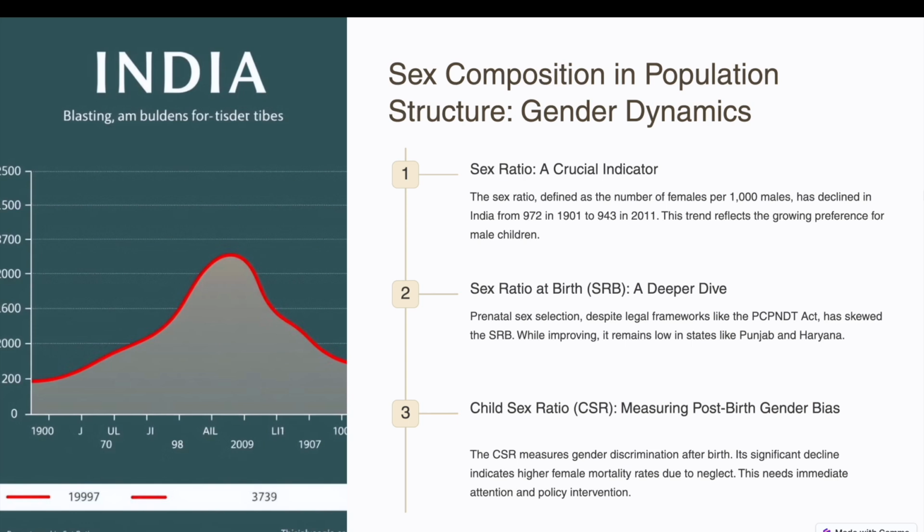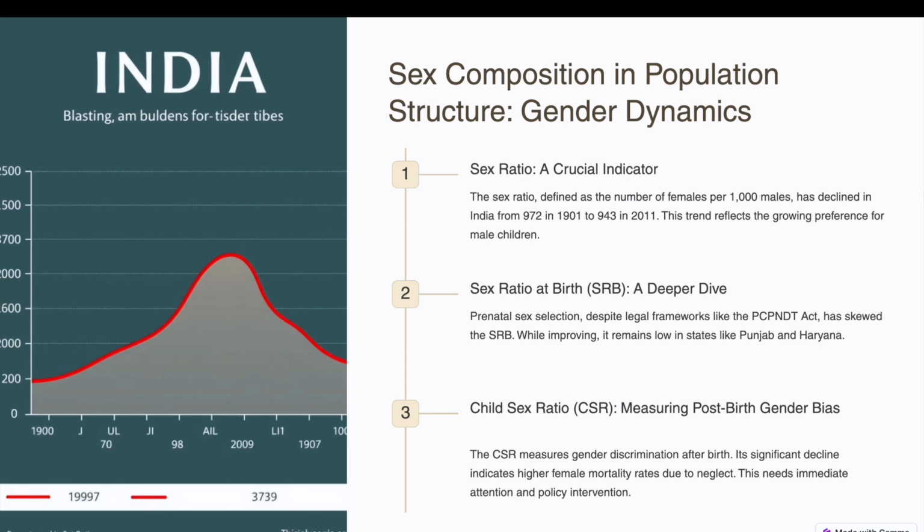3. Child sex ratio, CSR. CSR reflects gender-based discrimination after birth. It could be a result of low SRB or higher female mortality in the 0 to 6 age group. The CSR in India has been declining since independence, crossing the critical mark of 950 in 1991. This decline has continued in the decades since. The CSR is closely linked to SRB, with states like Kerala and Chhattisgarh showing healthier gender balance.